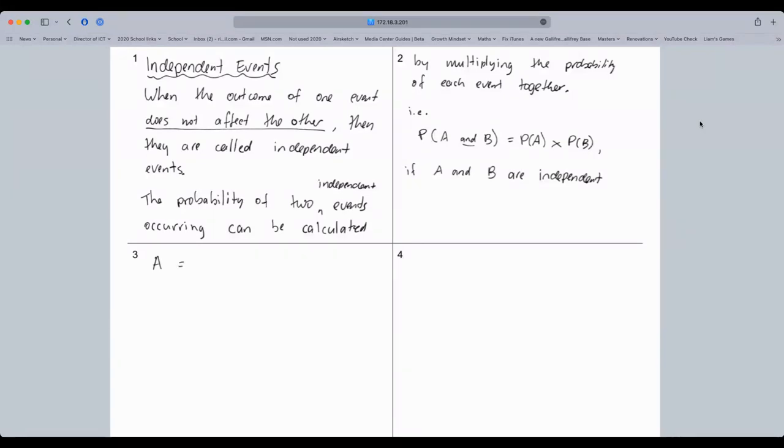So A equals draw red cube. The probability of A is equal to 3 in 5. This is what we just talked about before. If B is draw a blue cube, then the probability of B is equal to 2 in 5.